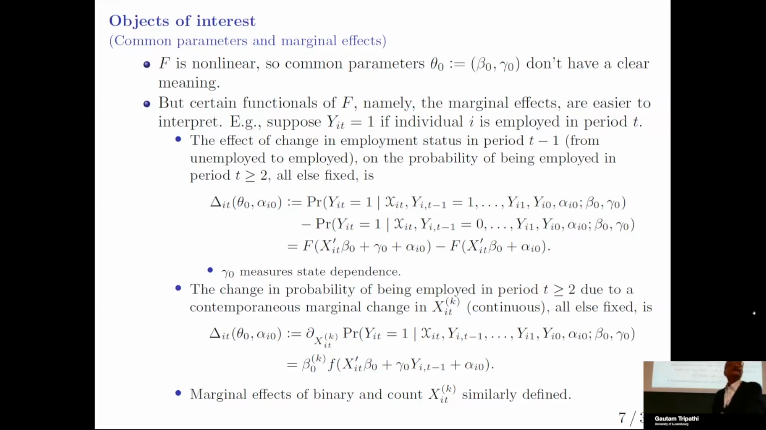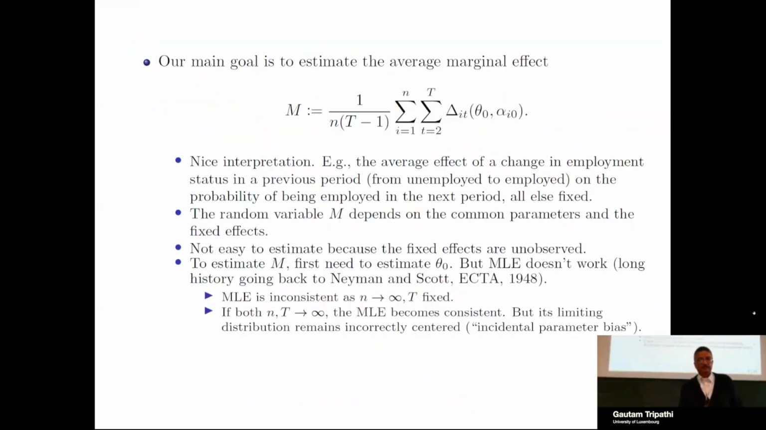This has an interpretation. It has a meaning, and everybody is happy with it. So we would really like to estimate this contrast. Of course, to estimate this contrast, you need the betas and the gammas, but what we are really interested in is this contrast. Similarly, you can come up with other effects. We will be interested more in marginal effects, but in order to estimate them, we need to estimate the parameters.